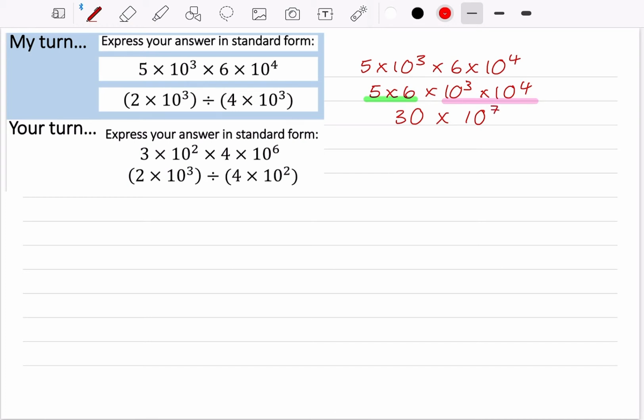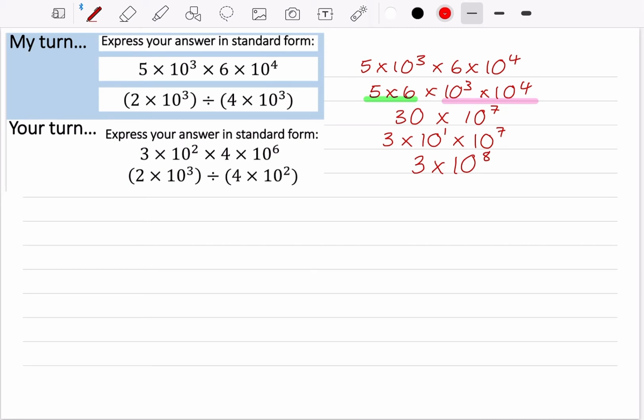My answer is not yet in standard form, however, because 30 is definitely bigger than 10. So I then need to think back to my 3 times table. What is 30? 30 is 3 times 10. Remembering that times 10 to the 7. So now I need to simplify again. If you've just got times 10, that's actually 10 to the 1. So I can do it again. I've got 3 times 10, the same base, 1 add 7 is 8.